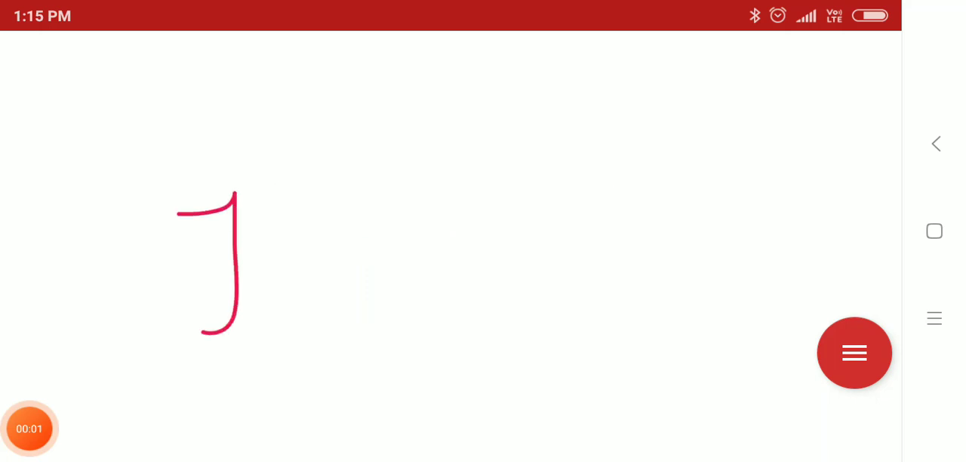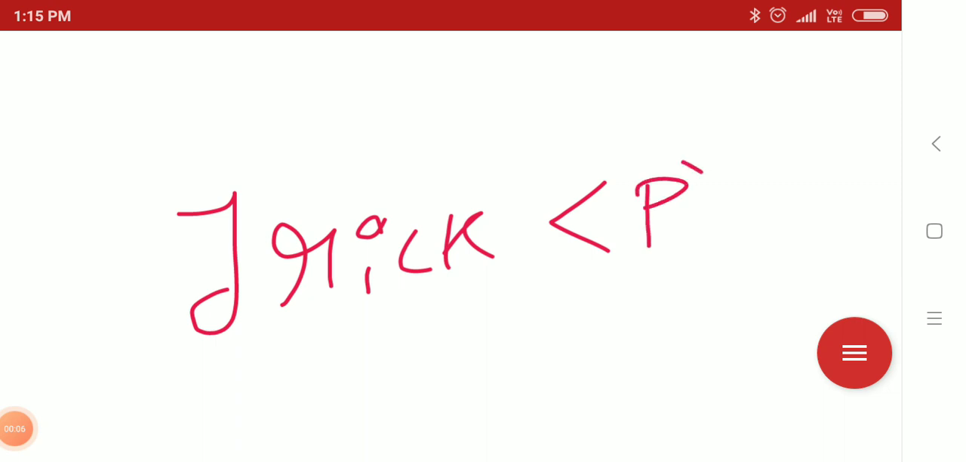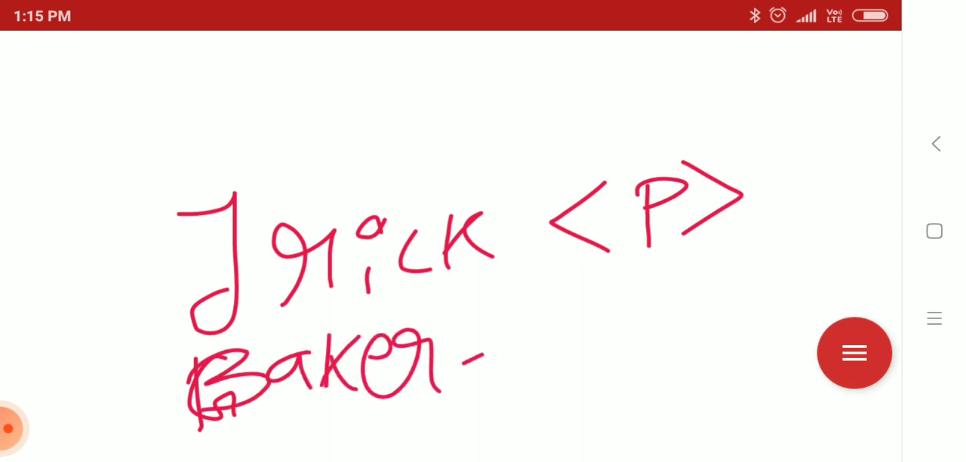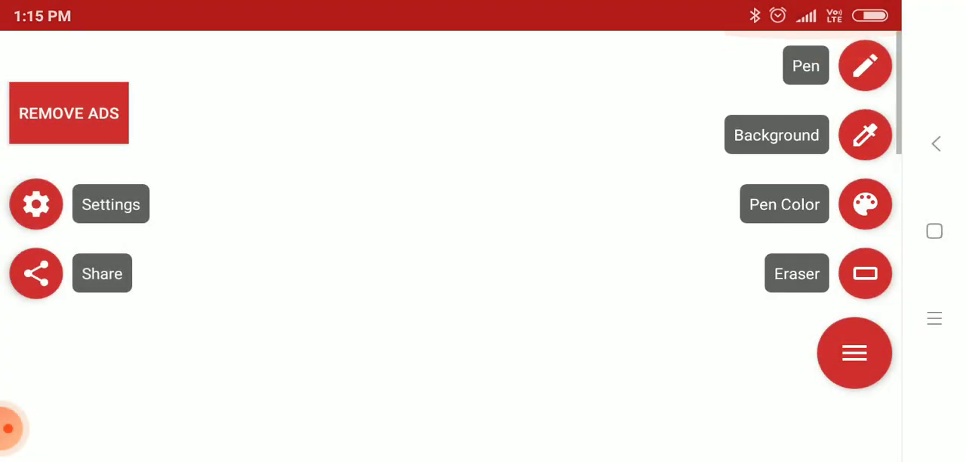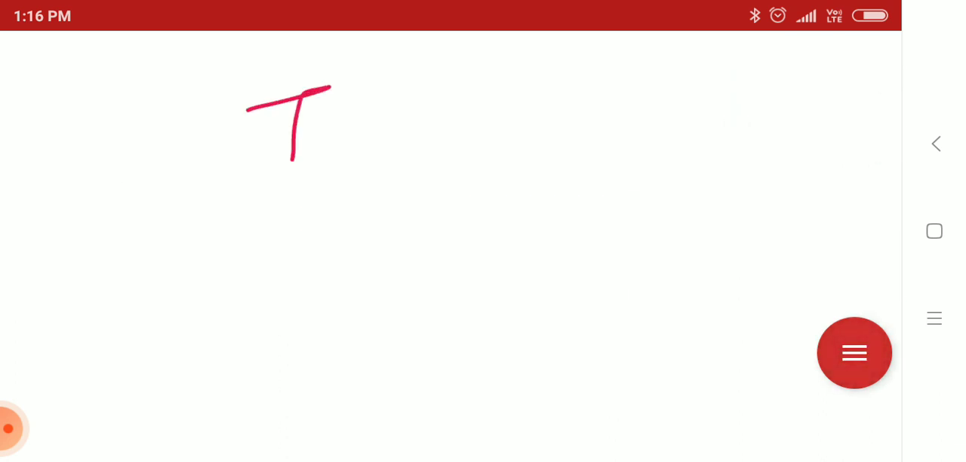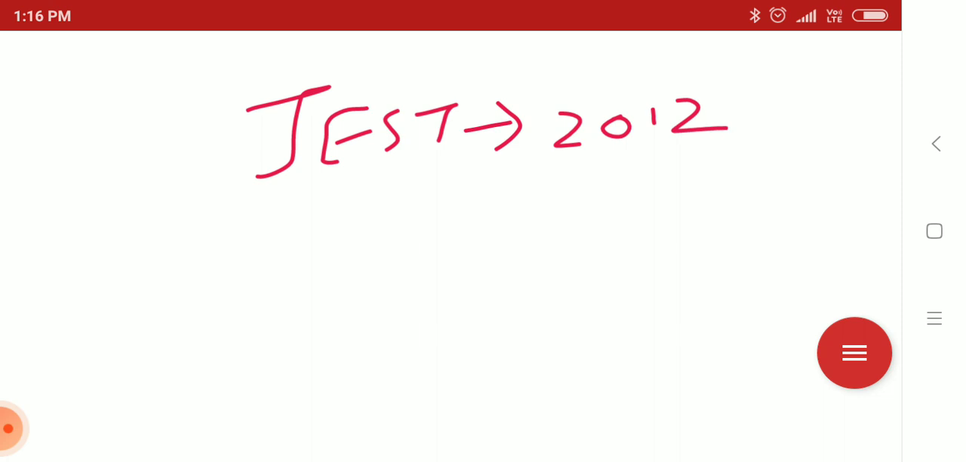Hello friends, today we will discuss a trick to find the expectation value of momentum by the method of the Baker-Hausdorff relation. Actually, we will solve a problem that came in the JEST 2012 exam. By discussing that problem, we will discuss the important theory of the Baker-Hausdorff relation.